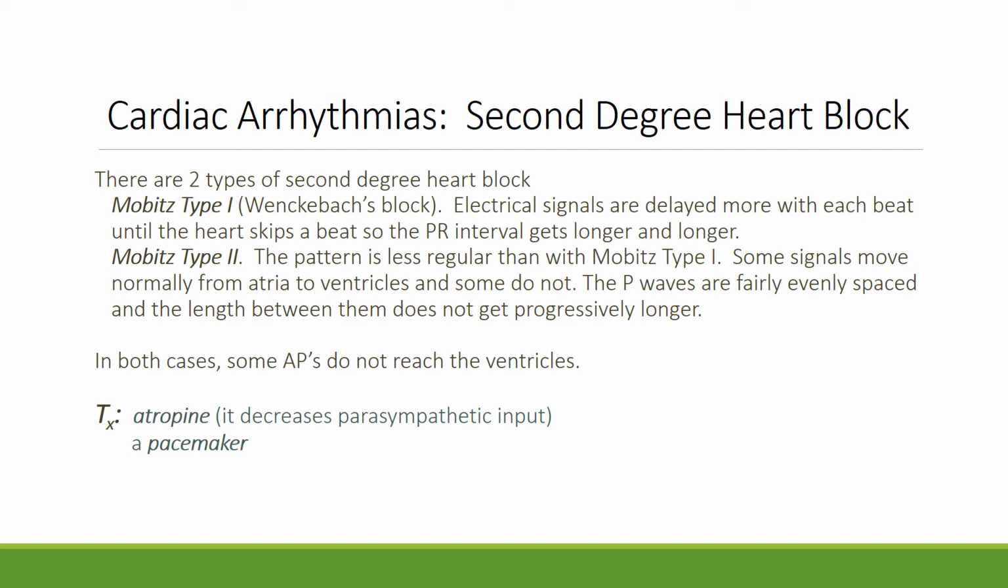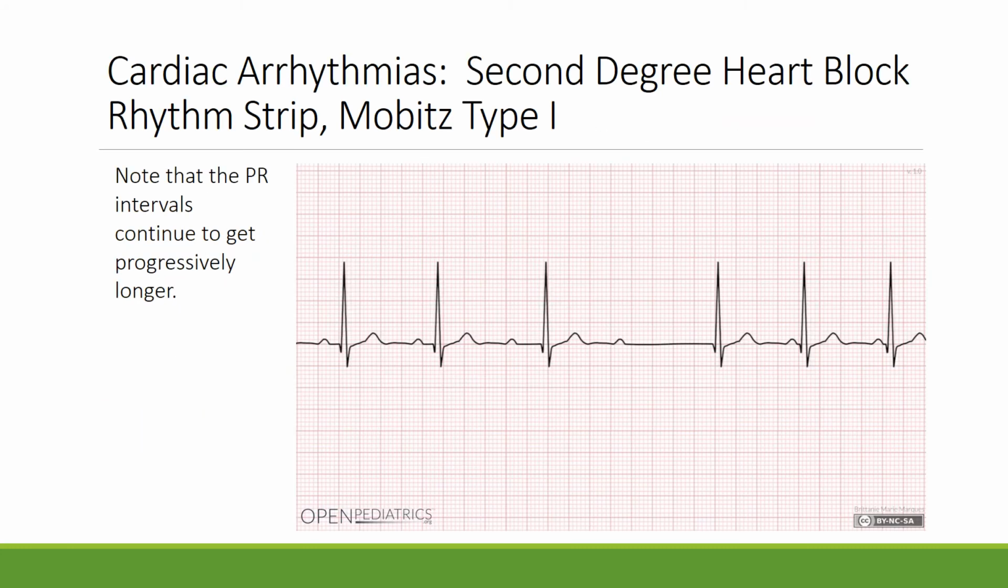There are 2 primary treatments for secondary heart block, and they are atropine, which is a drug that will decrease parasympathetic input, and a pacemaker. This is second-degree heart block, Mobitz type 1, and what I want you to notice here is that the PR intervals continue to get progressively longer.